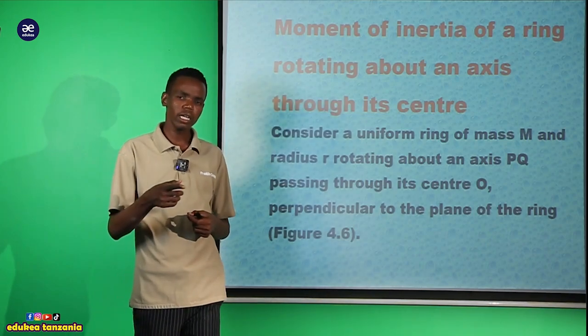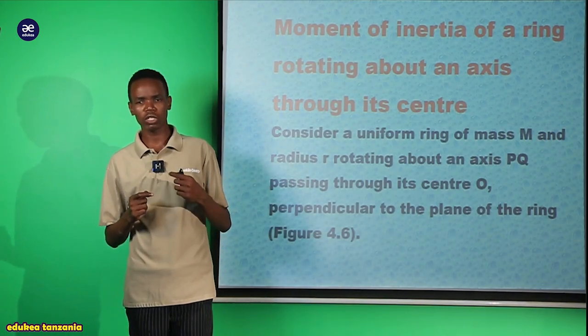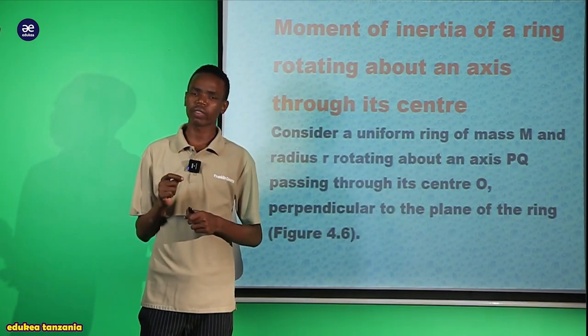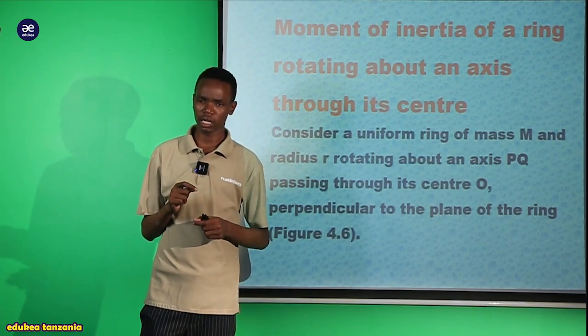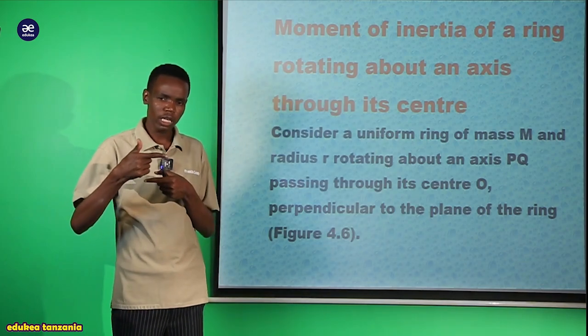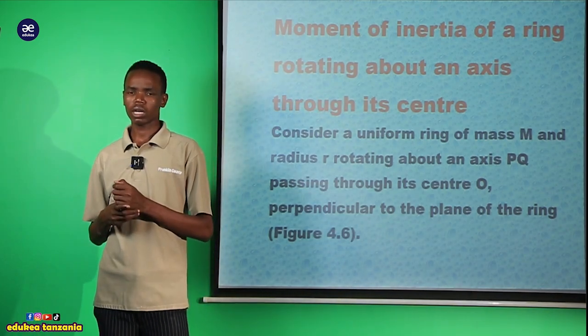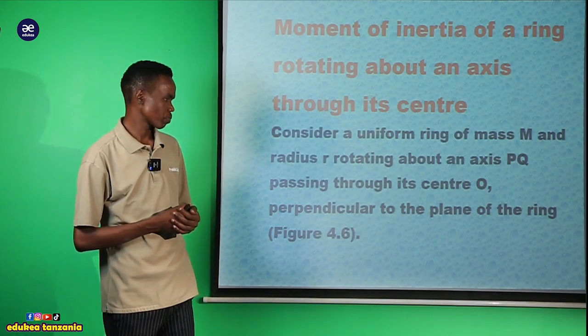But the ring tries to rotate perpendicular to the axis of rotation. It means that they form the angle theta, which is equal to 90 degrees. The axis of rotation acts vertically, but the ring is trying to rotate around the axis of rotation.